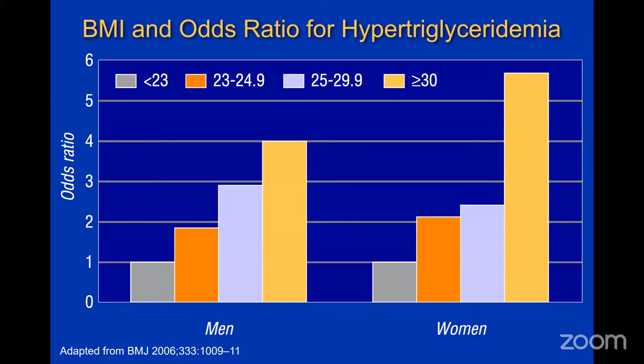Hypertriglyceridemia comes with the territory. And again, a little worse in women than in men, at a BMI of 30, your odds ratio for having high triglycerides goes up over fivefold. With men, it's fourfold. And so again, something we see, high triglycerides.